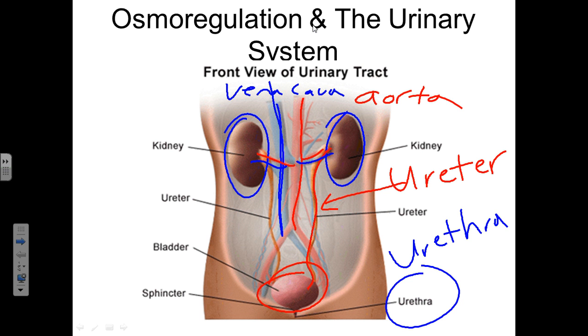And those are called the renal arteries and the renal veins. Whenever you see that word renal, that always means kidney. So the renal arteries take blood to the kidneys, and the renal veins bring it back out of the kidneys. That's the main part of your anatomy.